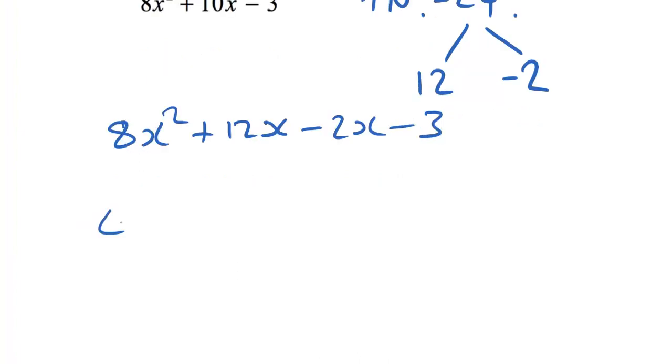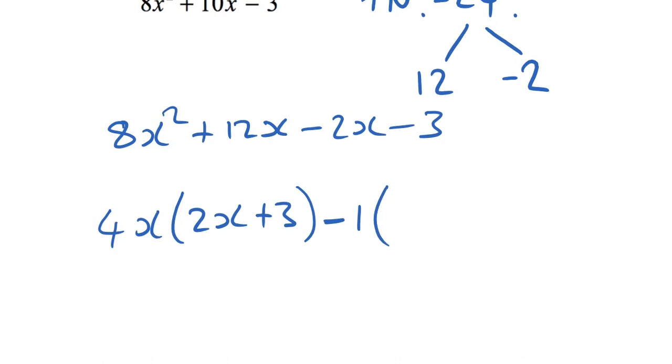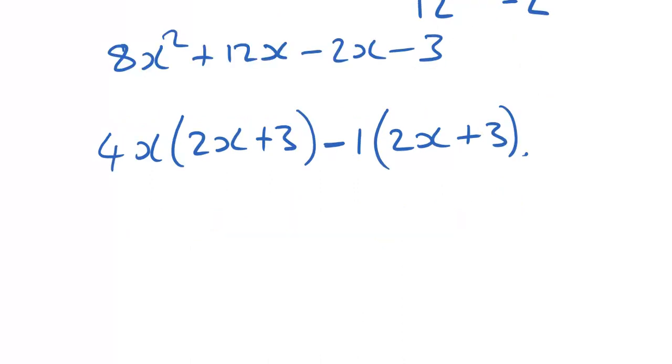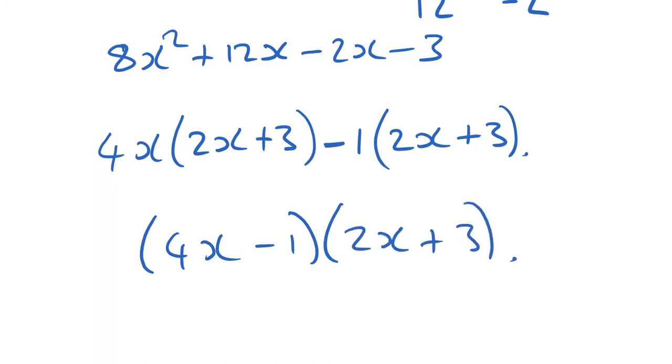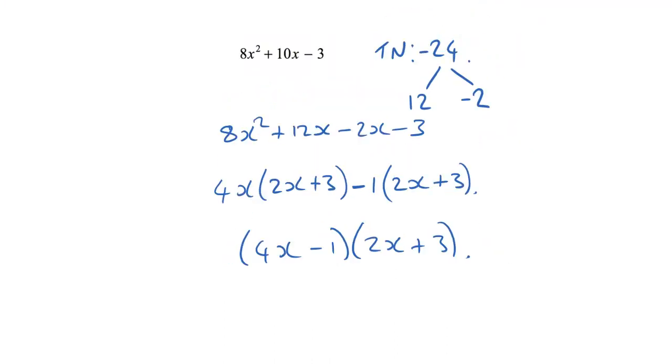We're going to have 4x bracket 2x plus 3. And then on the right-hand side, in order to keep the same bracket, I'm going to take out a factor of minus 1, giving me 2x and a plus 3. And then we're going to factorize the two pieces. We're going to have 4x minus 1, 2x plus 3. Okay, I hope that technique helps you to factorize any quadratic.